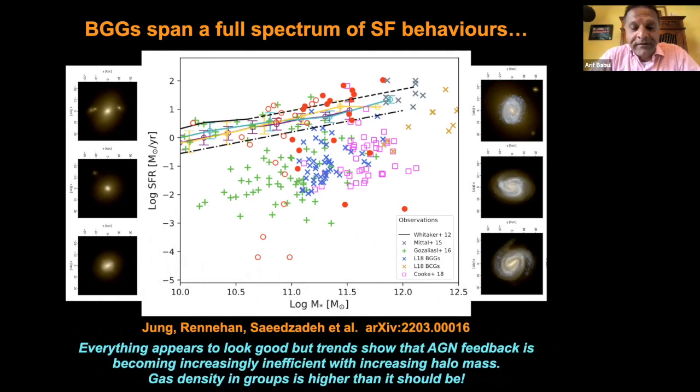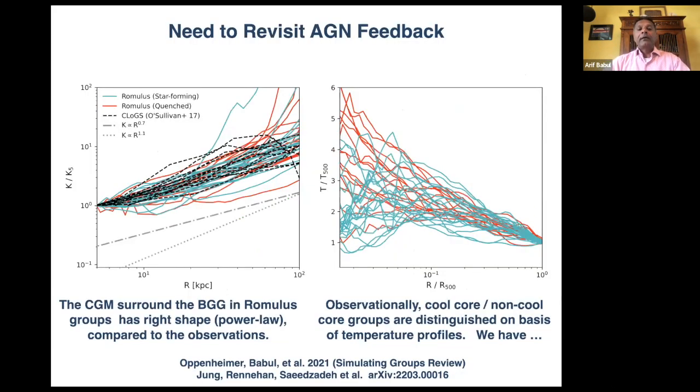But when you look at the trends more carefully, you find that AGN feedback in the simulations is becoming increasingly inefficient with increasing halo mass. The gas density in groups is getting more and more centrally concentrated. The X-ray luminosity is going up more than it should. The entropy profiles similarly show a much lower entropy than observations do. And this is something that I do want to highlight. But before I do, I want to point out a couple of things.